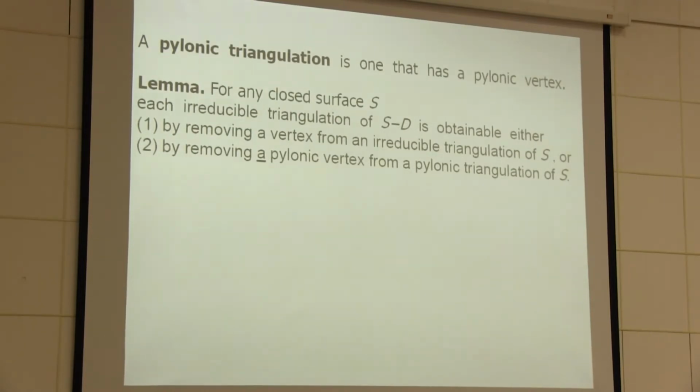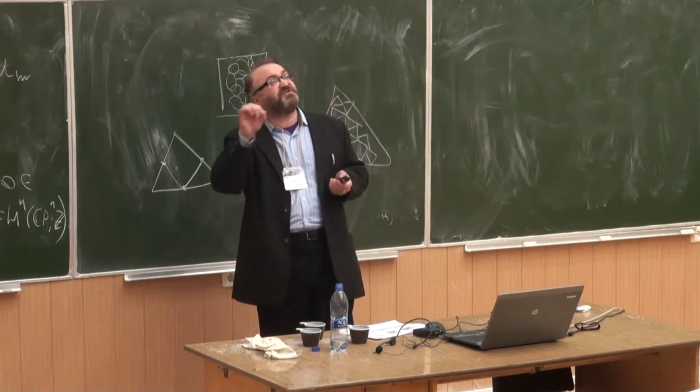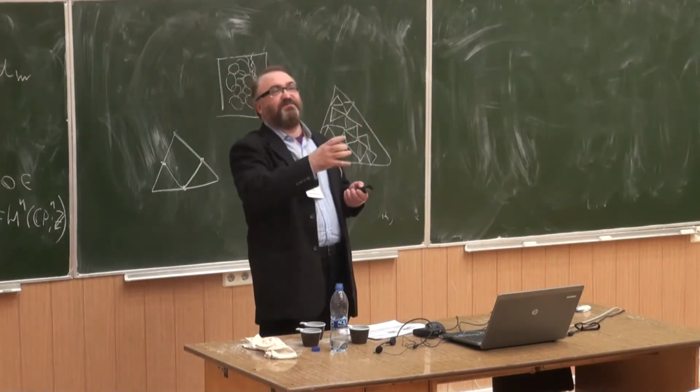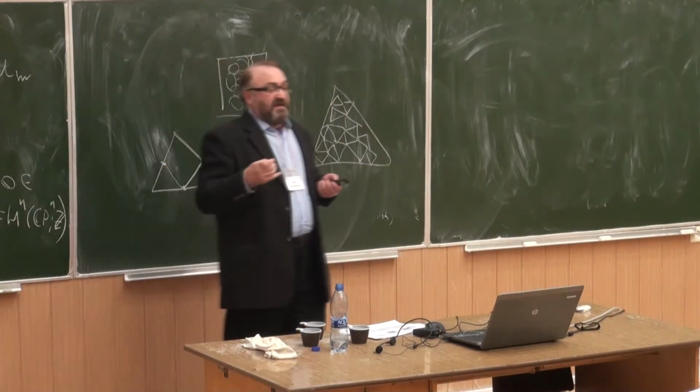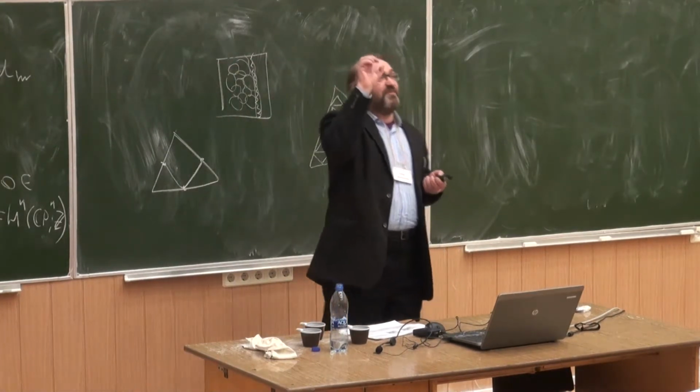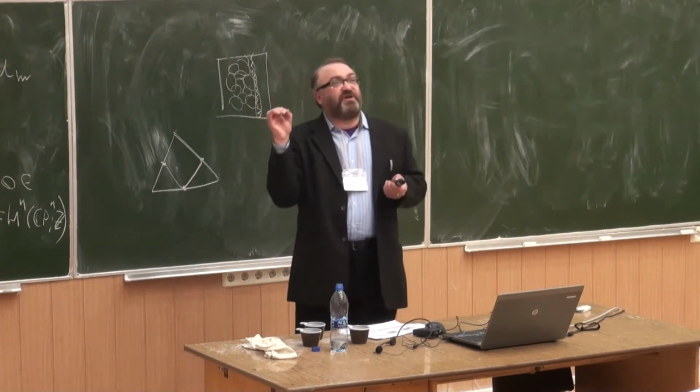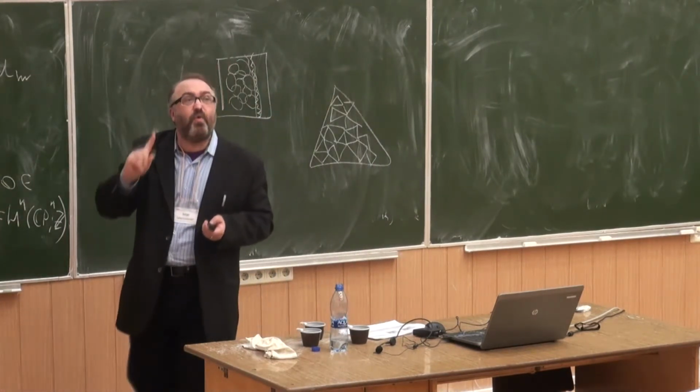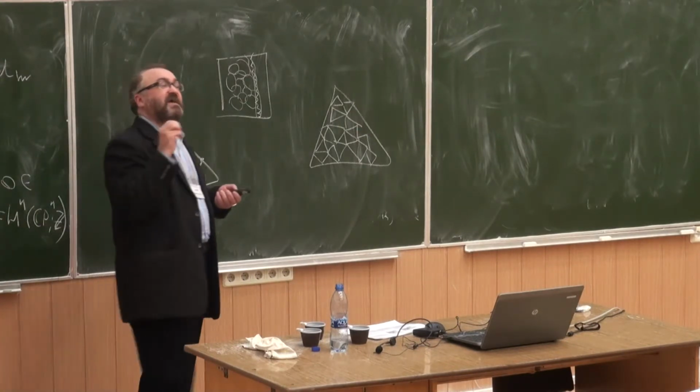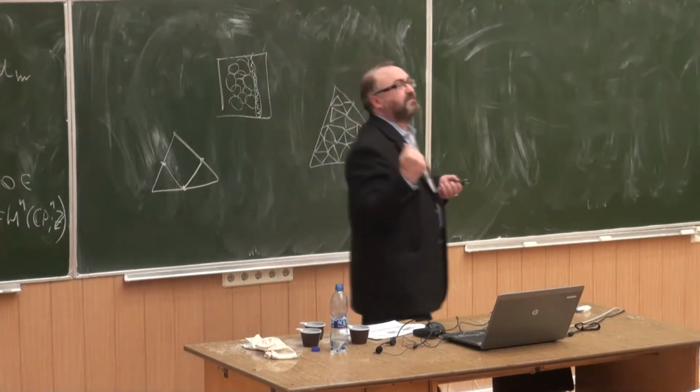And actually, our proof is based on this crucial lemma, which says that for any closed surface S, if you want to obtain all irreducible triangulations of the once-punctured surface that is obtained from S by the removal of a disk, then you need only either to remove a vertex from an irreducible triangulation of S, or remove a pylonic vertex from a pylonic triangulation of S.